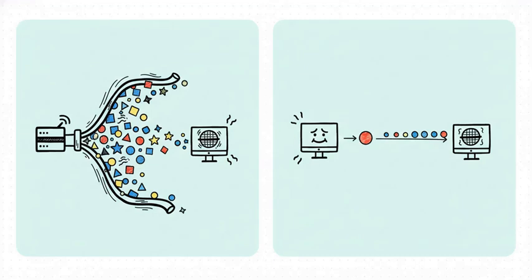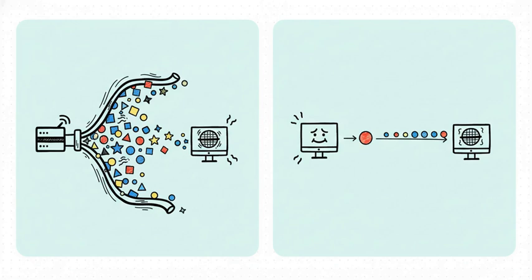This slide really just lays it all out, doesn't it? On the left, you've got that traditional fire hose model. The broker just blasts everything over the network, and your poor little client application has to drink from that fire hose and try to pick out the few drops it actually needs. It's inefficient, it's slow, and it just doesn't scale well.